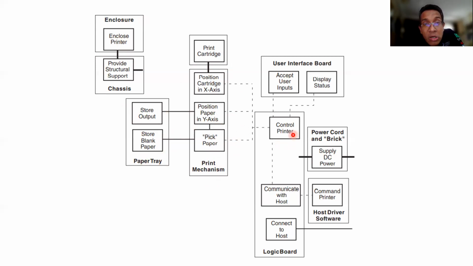And then controls, and they have a user interface to display. And then they have the power cord cluster, the host cluster, and the logic board. This one is for control, the logic board cluster. Of course, they have communication with the host, connecting to the host, so all the drivers, everything. So this is the clustering.